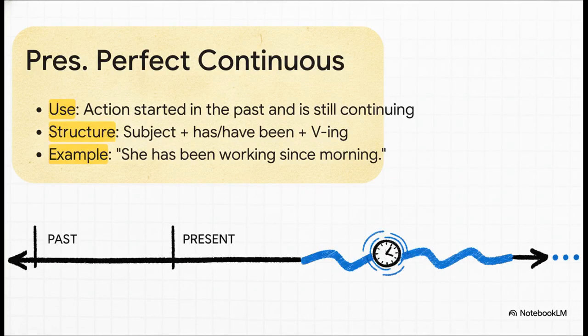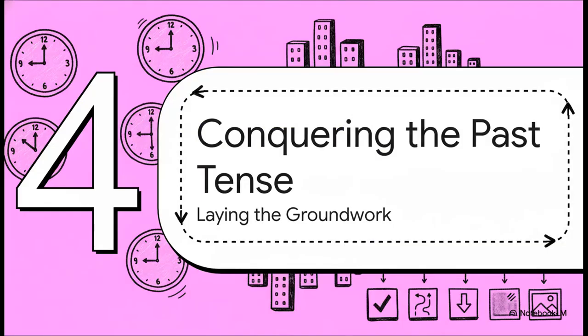And our last one on this floor, present perfect continuous, is all about duration. The action started sometime in the past, it's been going on for a while, and this is key, it's still happening. I have been studying for 2 hours, means you started 2 hours ago and you're not done yet. All right, the first floor is complete.